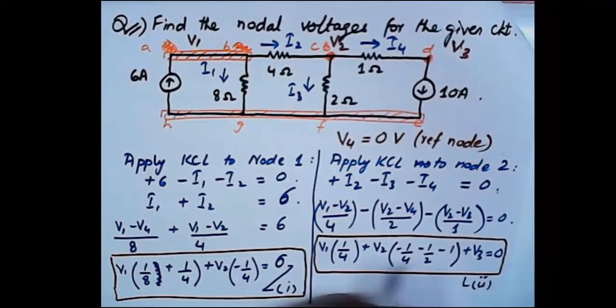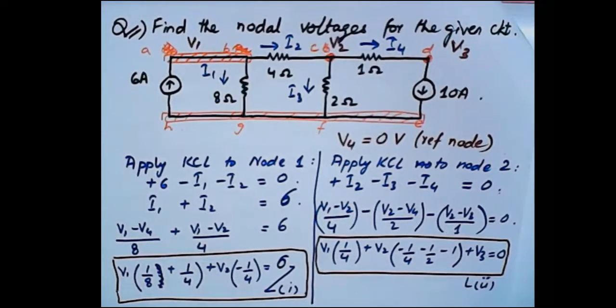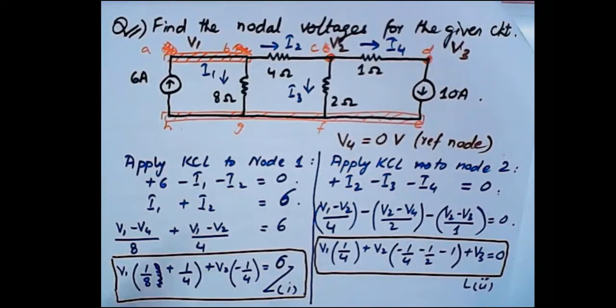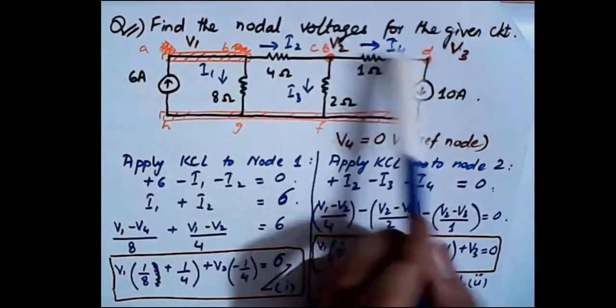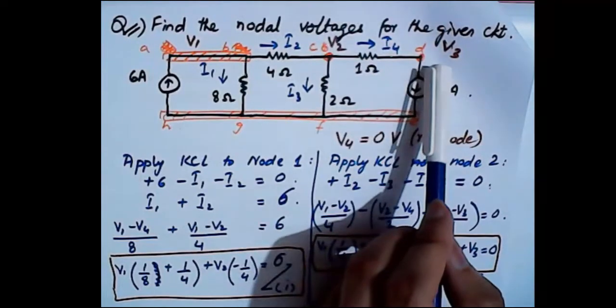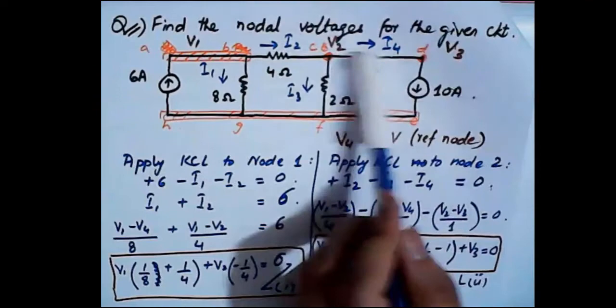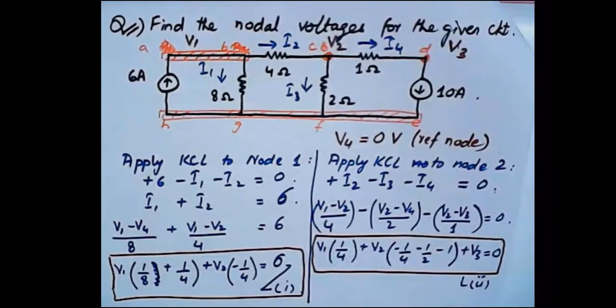Now since we have three unknowns here, V1, V2 and V3, that means we need to make a third equation also. The third equation is pretty much easy. Here you can see this third node, how much current is entering, I4, and how much current is leaving, 10 amperes, right? I4 is entering and 10 ampere is leaving.